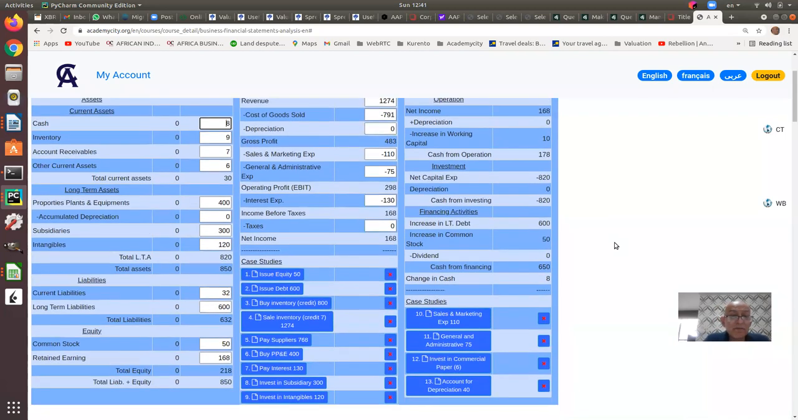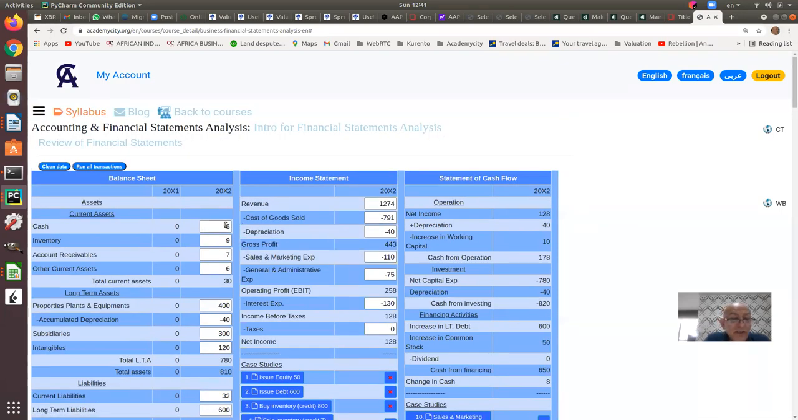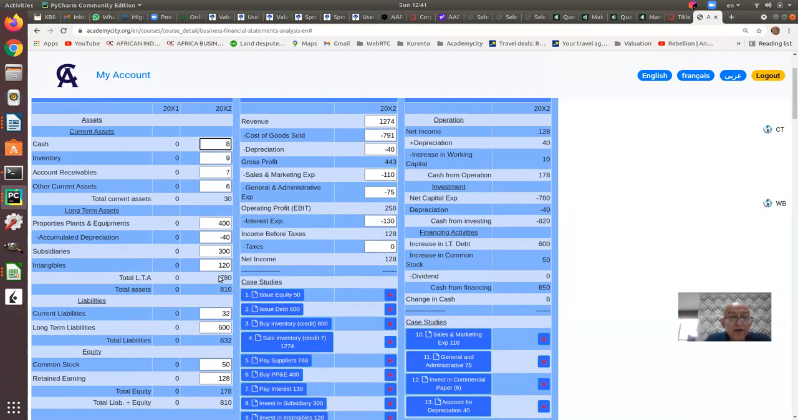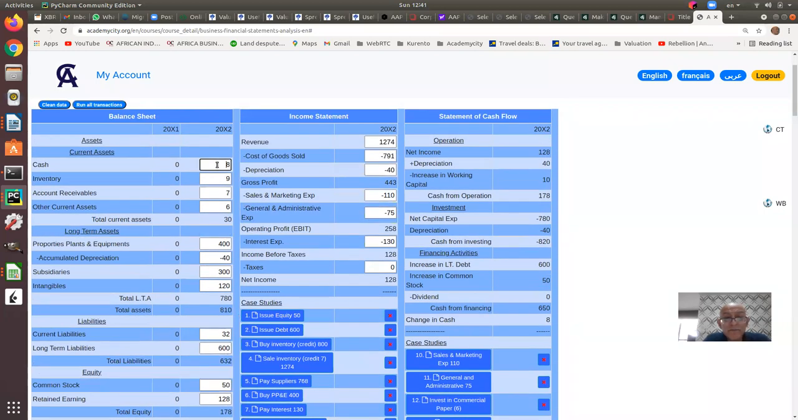When I account for depreciation, pay attention to what happened in the balance sheet. I click on it. In the balance sheet, this didn't change. So the bottom line in the statement of cash flow didn't change. What did change? The net assets went down by 40. And the profit went down by 40. That's why the balance stayed the same. The total assets went down by 40, and the equity and liability went down by 40, but the cash didn't change.